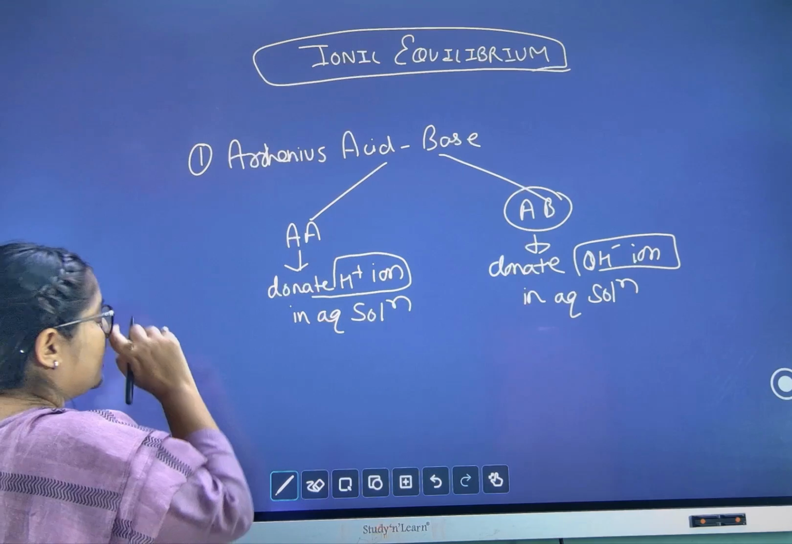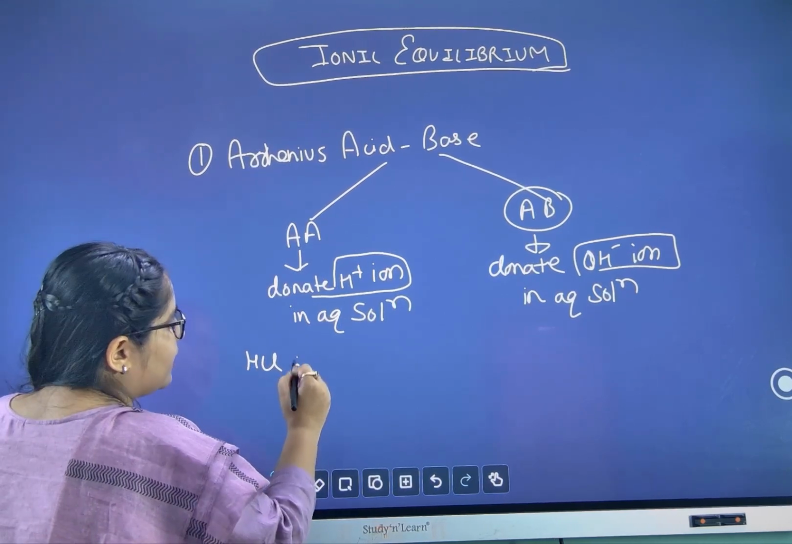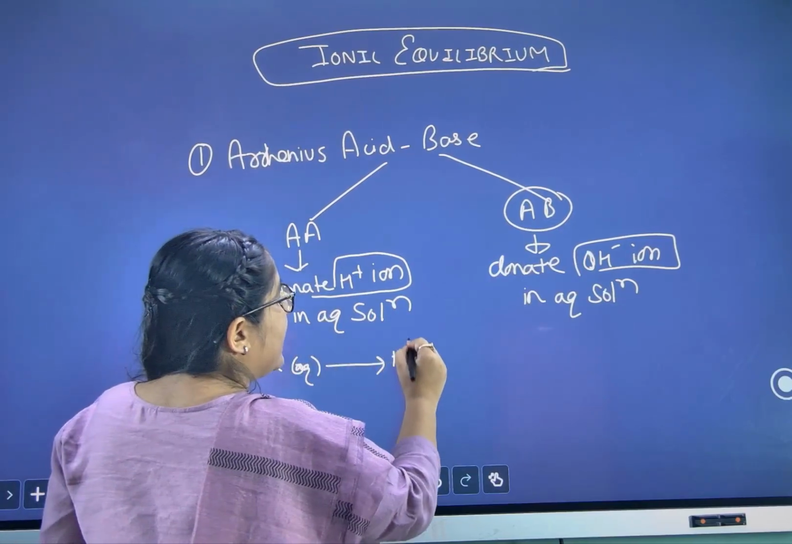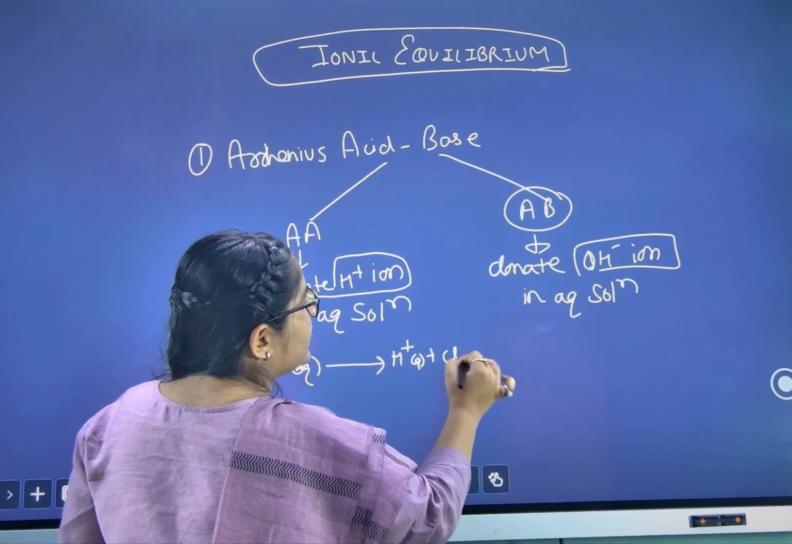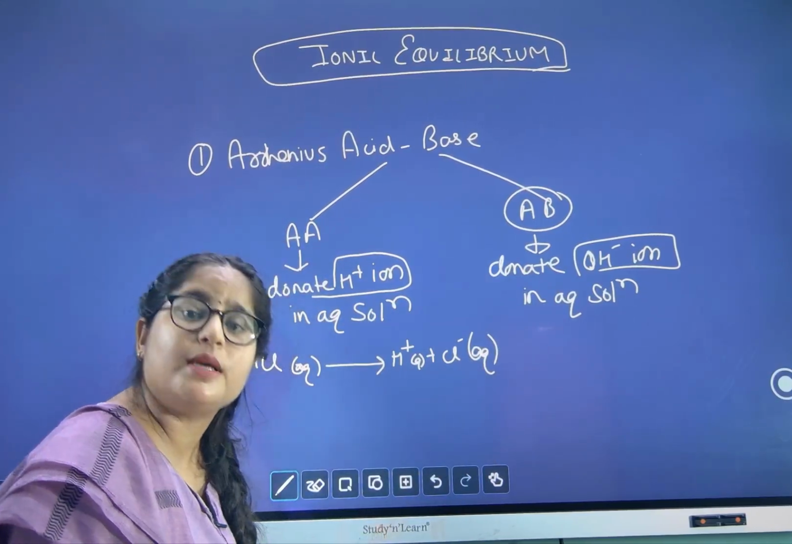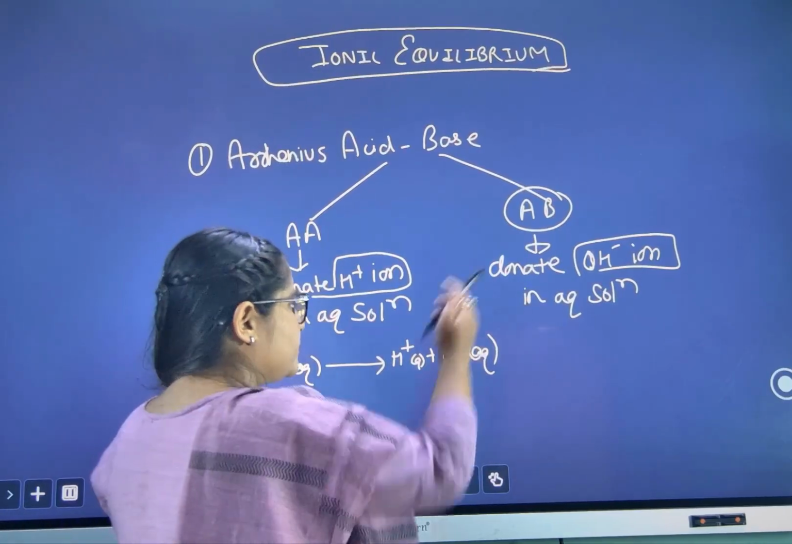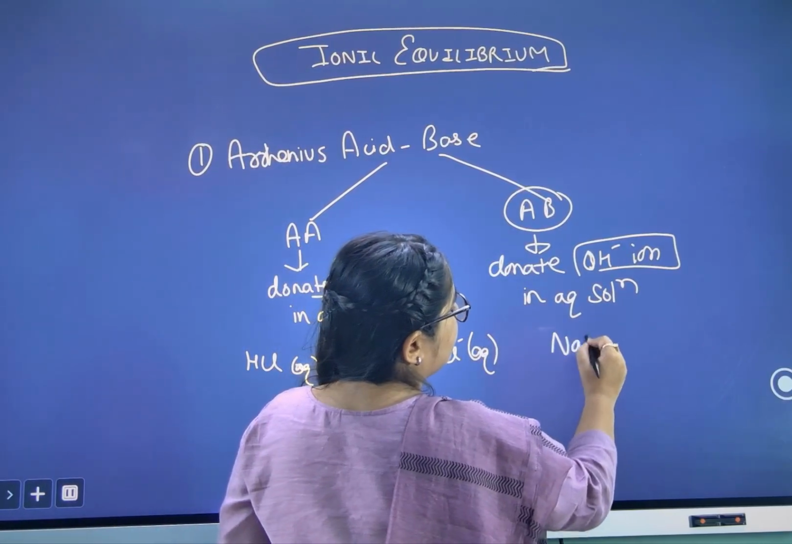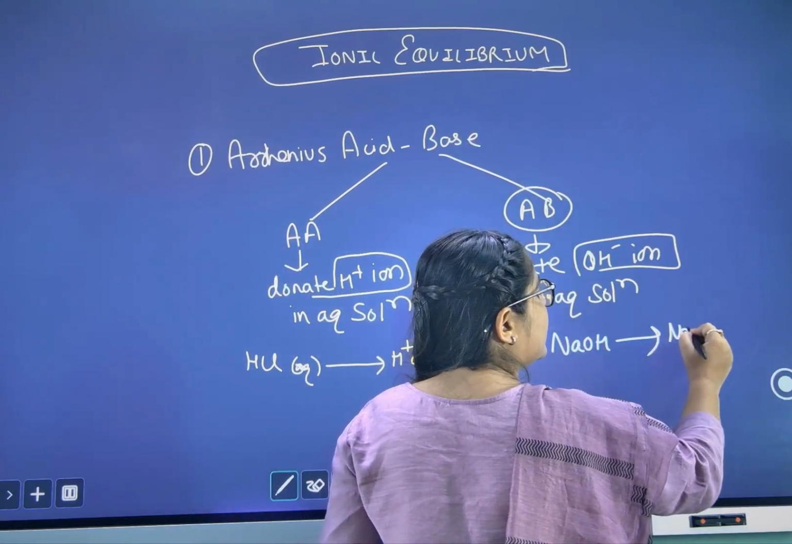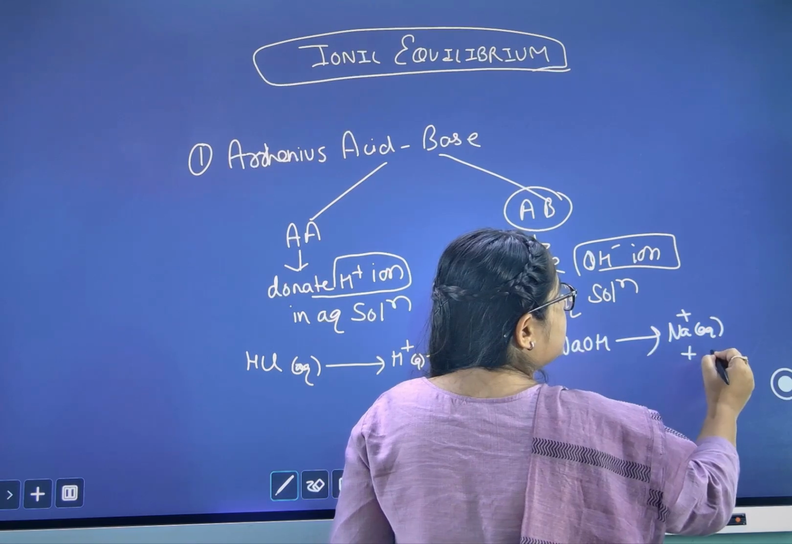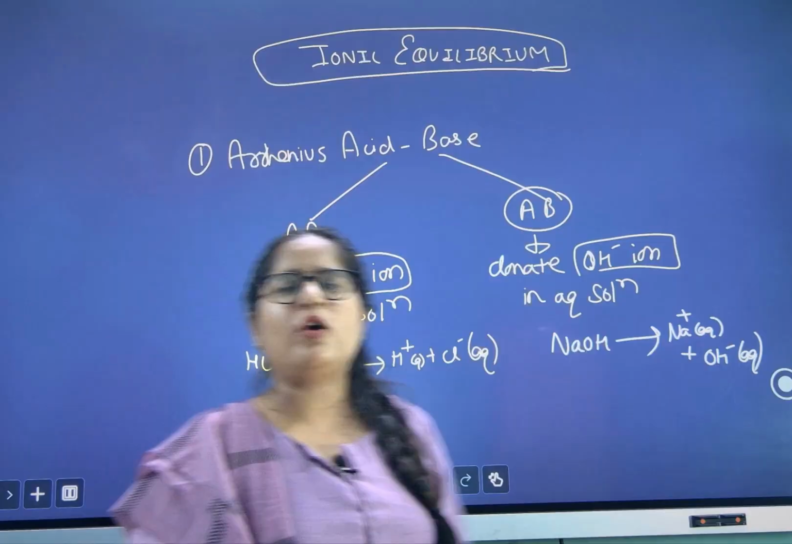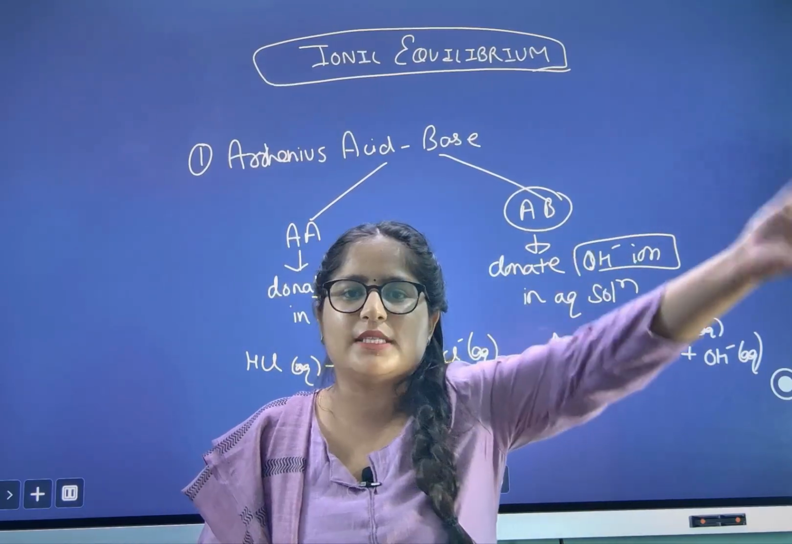Clear? Let us see with one example. HCl. When we mix it with water, aqueous, it will dissociate into H plus aqueous plus Cl minus aqueous. So you see here, HCl is disintegrating into H plus, which means it is an Arrhenius acid. Let us see another example, NaOH. Whenever you put NaOH into water, NaOH will dissociate as Na plus aqueous plus OH minus. So here NaOH is our Arrhenius base. I hope it is clear what is Arrhenius acid and what is Arrhenius base.